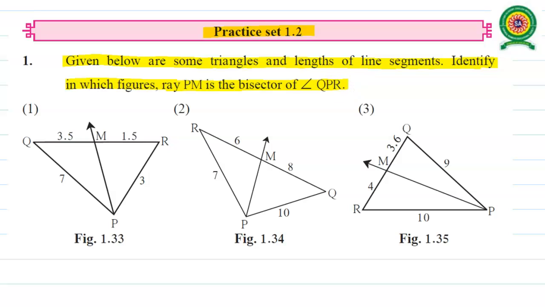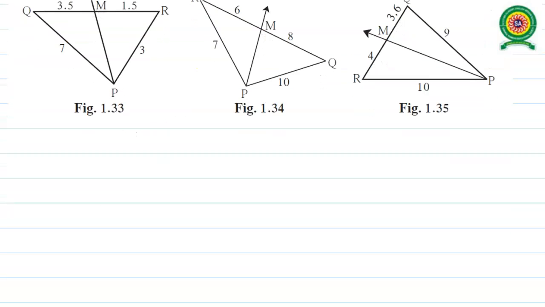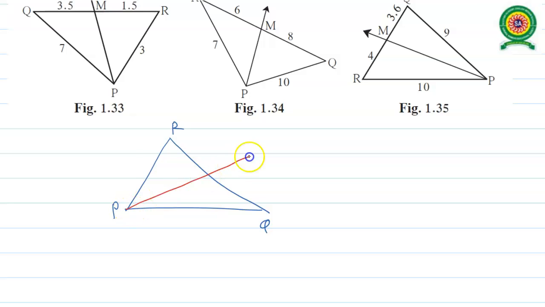So we are given three different triangles PQR, and within them the lengths of segments are given, and we are verifying whether ray PM is the bisector of angle QPR or not. For any triangle, let us draw a triangle PQR, and suppose PM is the angle bisector of angle QPR.